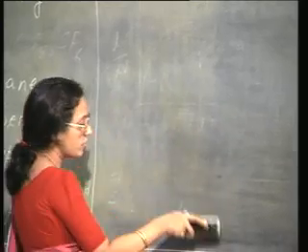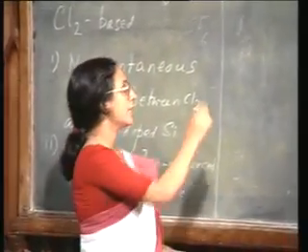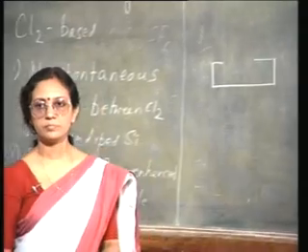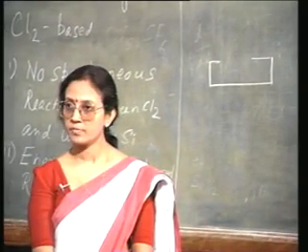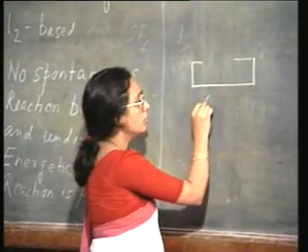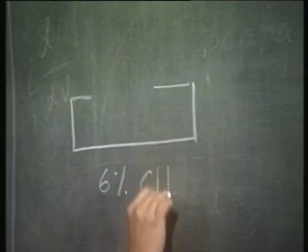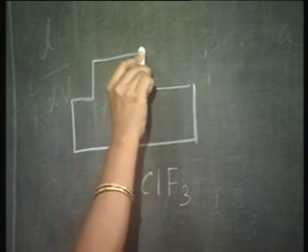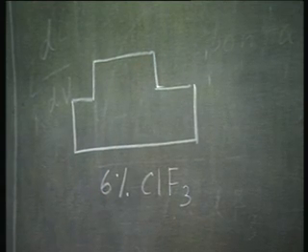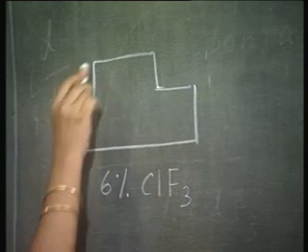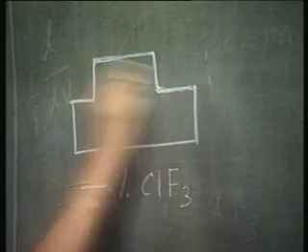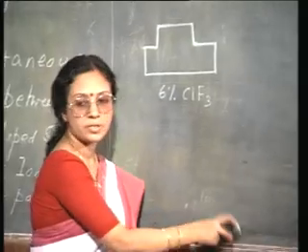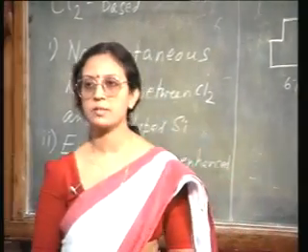The etch profile can also be shown like this. Let us say I have a silicon surface, okay, and I have a very small percentage of ClF3. Then I have an almost vertical profile like this, almost vertical. Not exactly, but almost. That is when I have 6% of ClF3. Let me increase this percentage of ClF3 from 6% to, let us say, 30%.